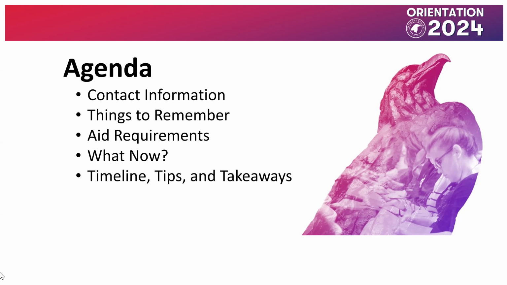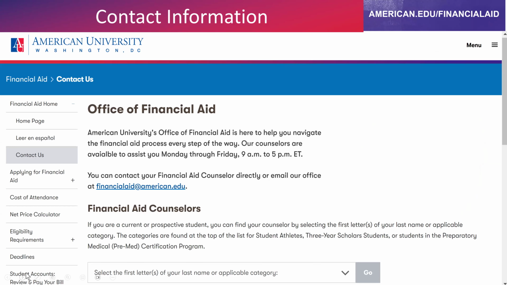And so to find your financial aid counselor, head on over to our main financial aid page, which is american.edu/financialaid, all one word. And then select the contact us option on the left navigation menu. From there, on the main screen, it's going to invite you to select the first letter or couple letters of your last name in order for you to determine who your assigned counselor is. You'll see their direct telephone number.